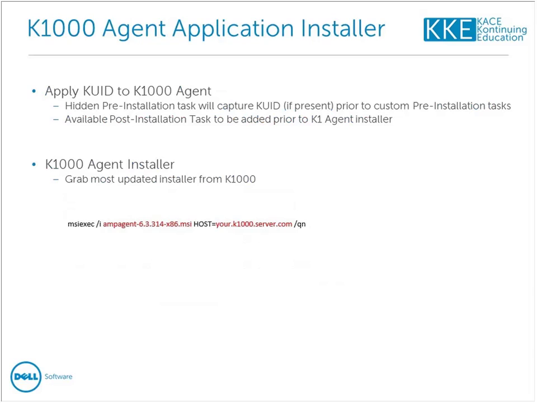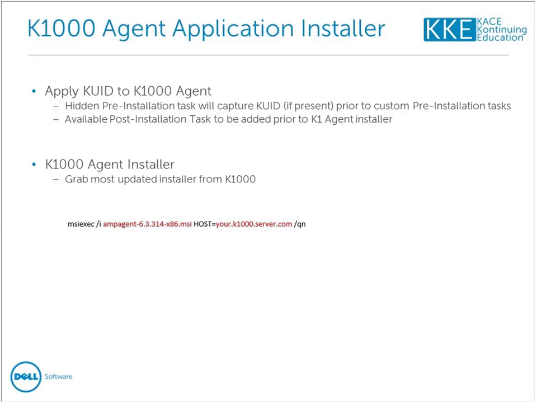There's a task called Apply KUID to K1000 Agent. If you are re-imaging a computer that already has an agent on it, you will want to use this task. Basically, a hidden pre-installation task is going to capture the KUID if it's present, before any of your custom pre-installed tasks run. So before we partition and format the drive, we're going to see that registry key, copy it, and hold on to that KUID.